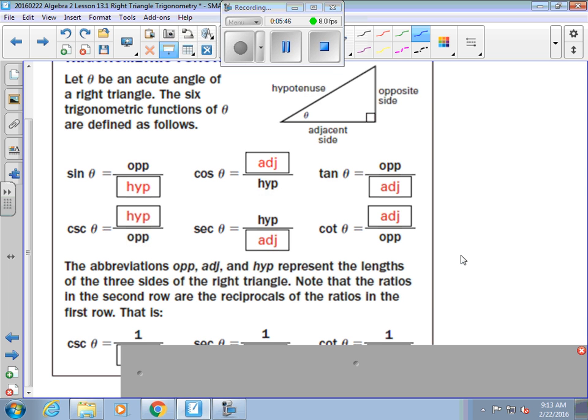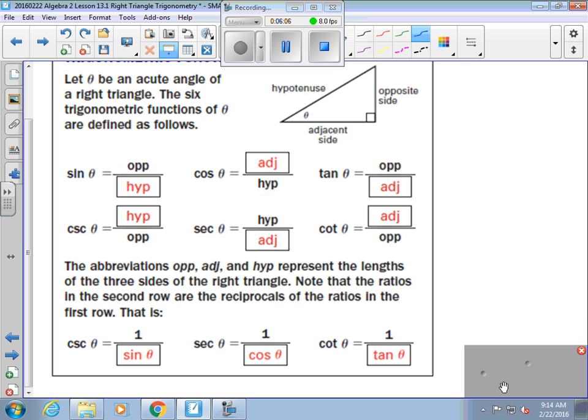All you do is flip it. That is, the cosecant is 1 divided by the sine. So it's just the cosecant of theta is equal to 1 divided by the sine of theta. The secant is 1 divided by the cosine of theta, and the cotangent of theta is equal to 1 divided by the tangent of theta.